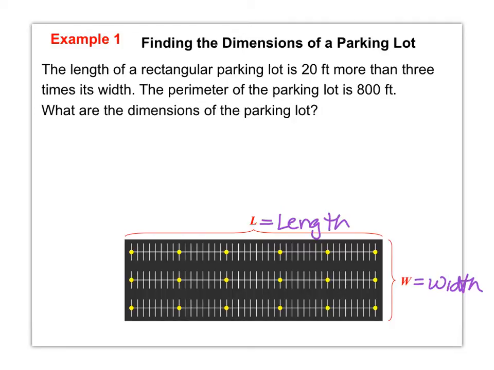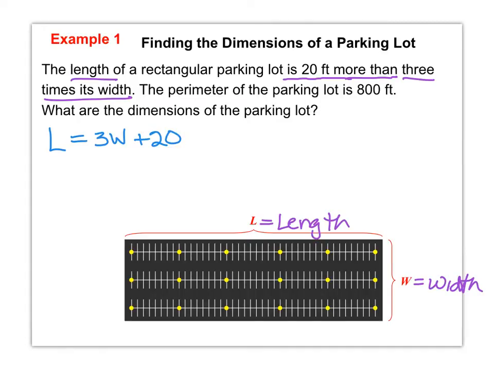Using the first sentence, we see that the length of a rectangular parking lot is 20 feet more than 3 times its width. So with those words, we're going to convert that to an equation. Our first equation being L, the length, is, which means equals, 20 feet more than 3 times its width. So we're going to do 3 times W plus 20. So that is showing 20 feet more than 3 times its width.